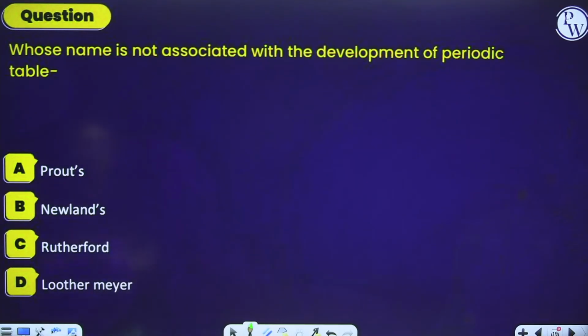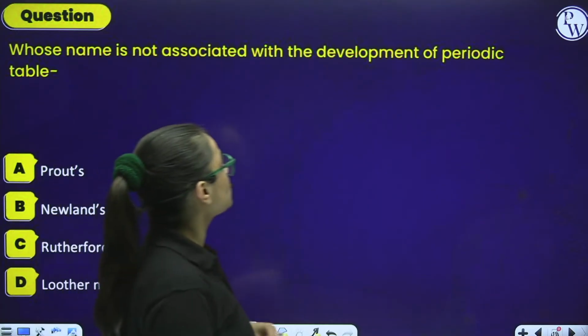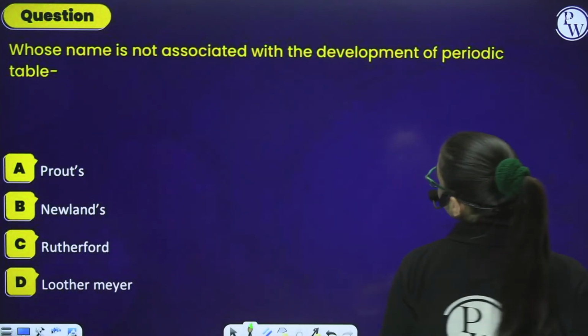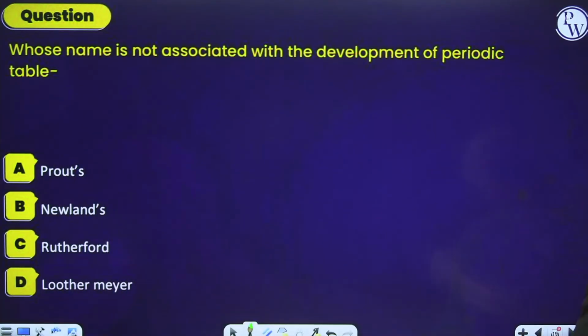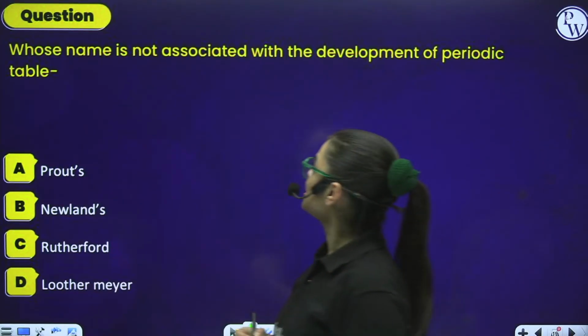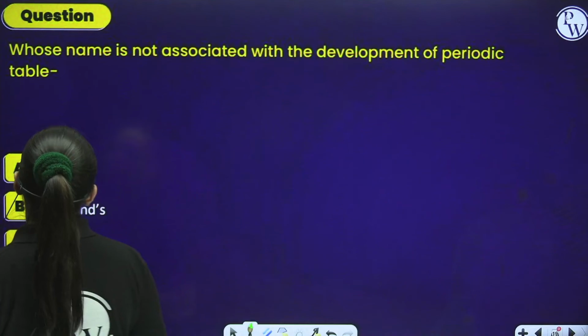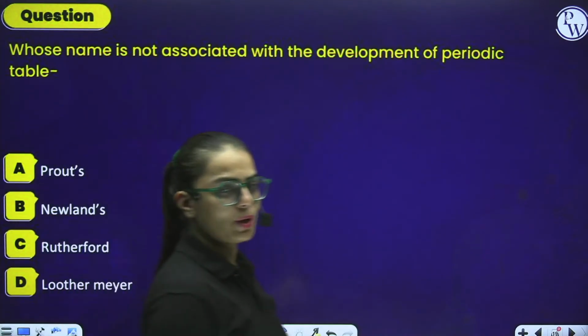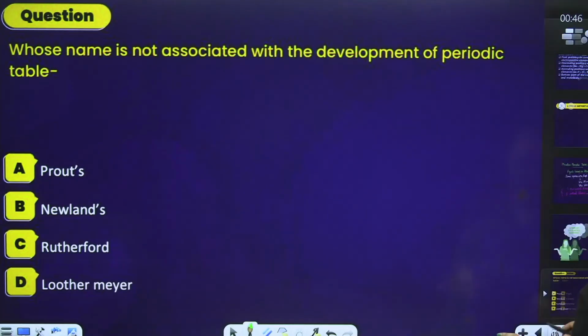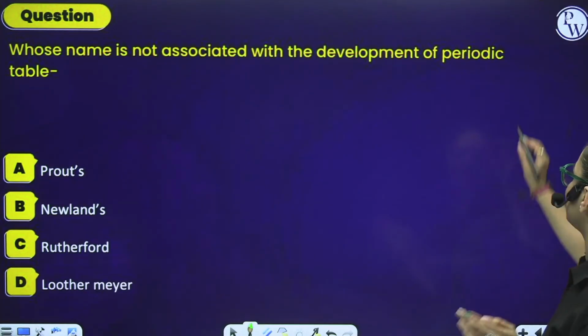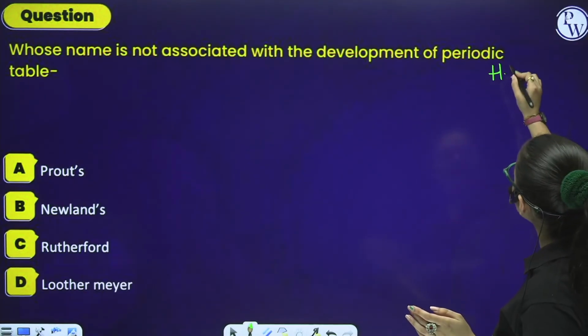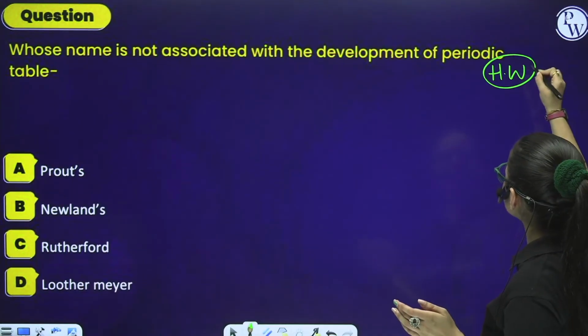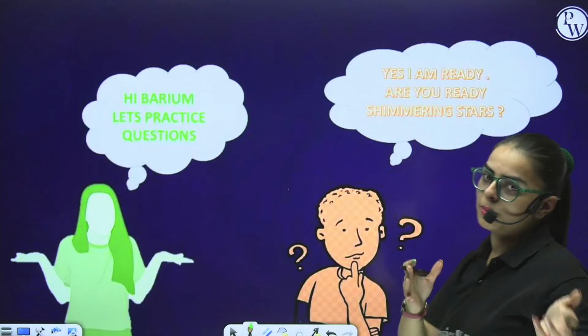The question is, whose name is not associated with the development of periodic table? Quite an easy question. I guess you very well know the answer. So first of all, try this homework question on your own, because it's an easy question. I think everybody knows the answer.